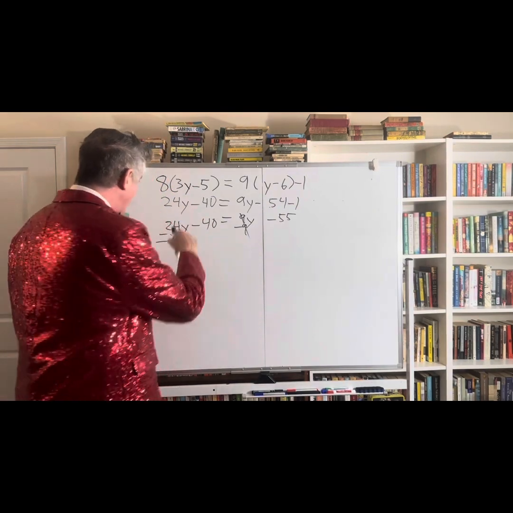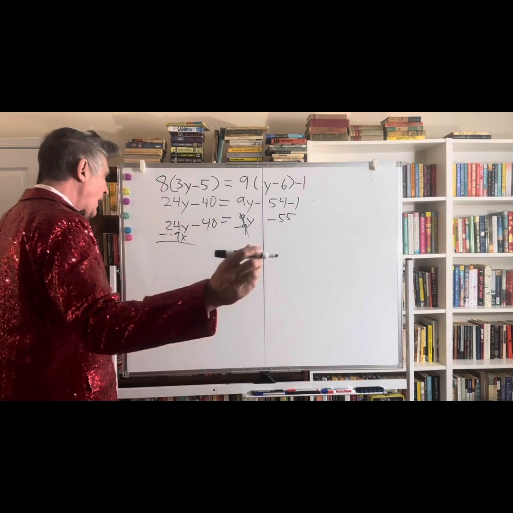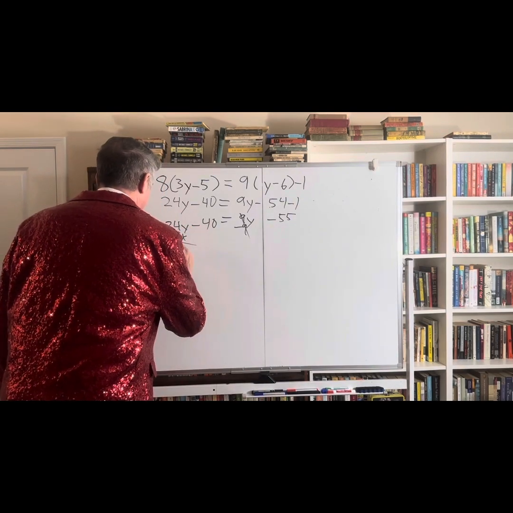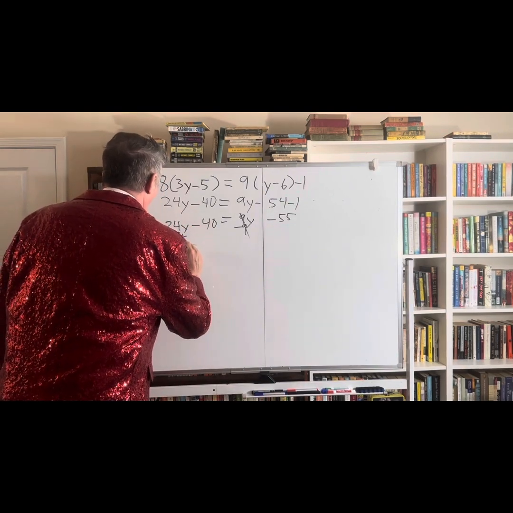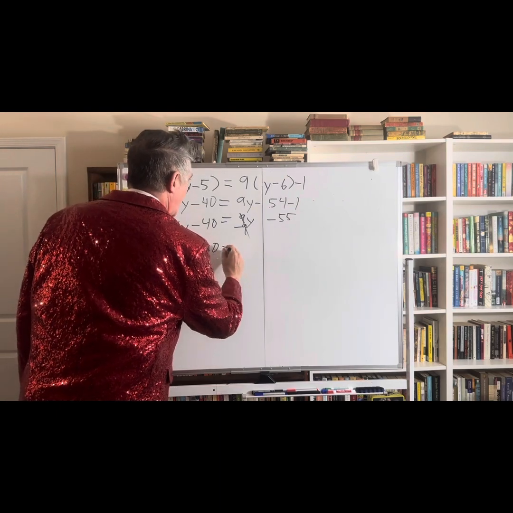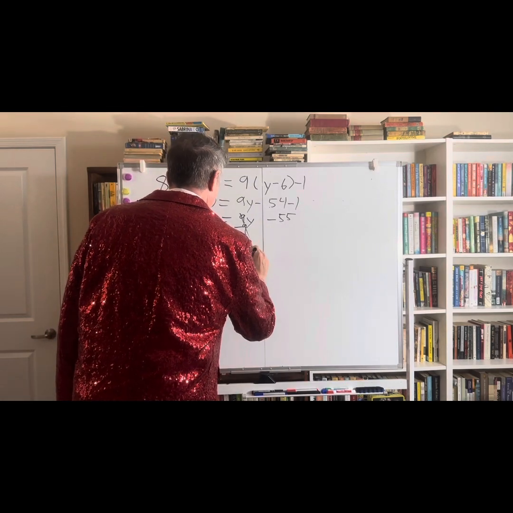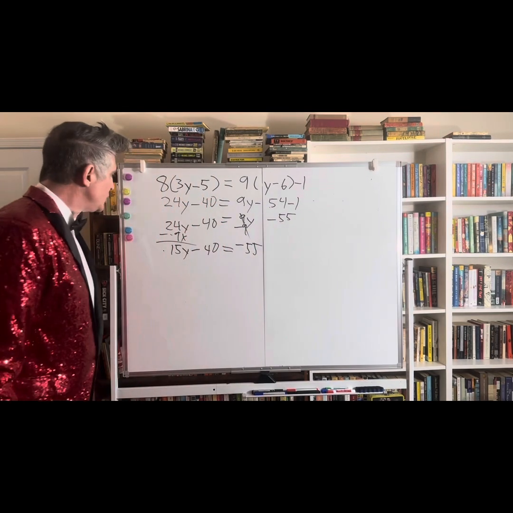So we've got 24y minus 9y. And that gives us what? Well, it does give us a whopping 15y over here, minus 40. And that is all equal to negative 55, is it not? It is.